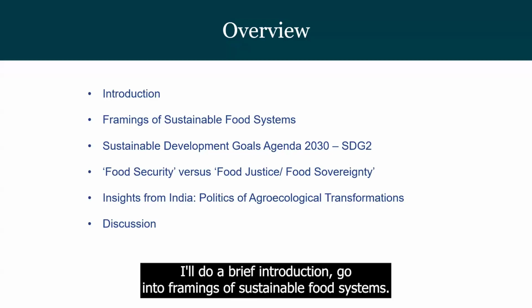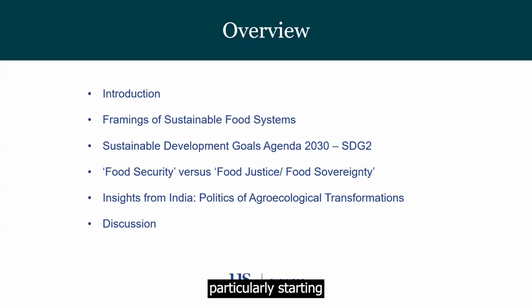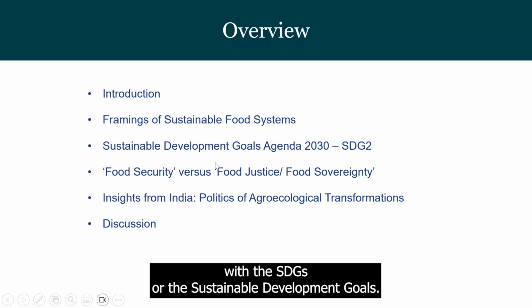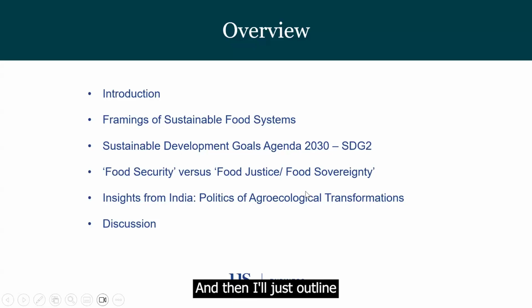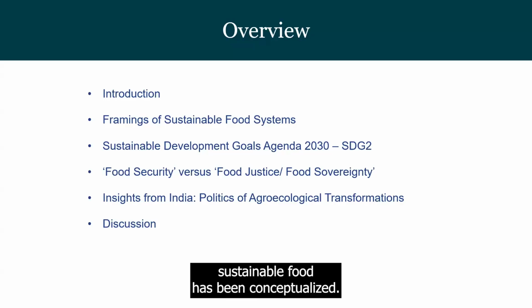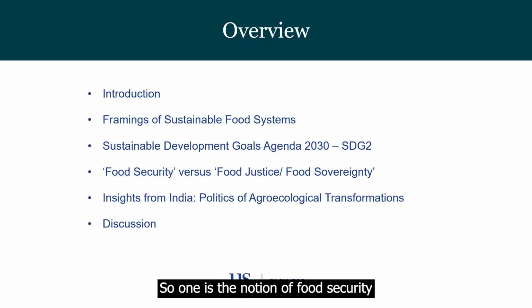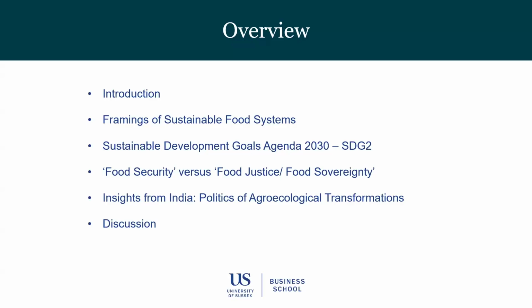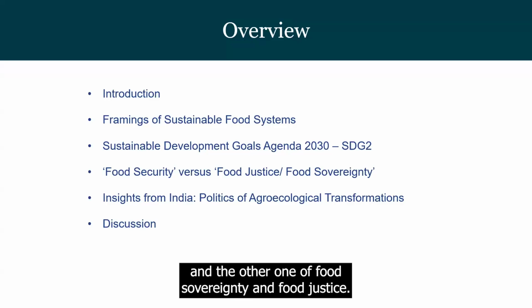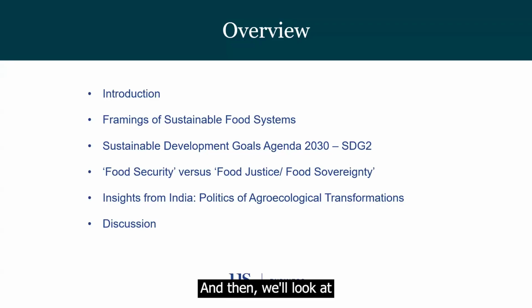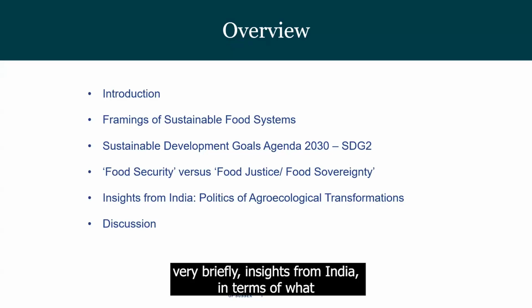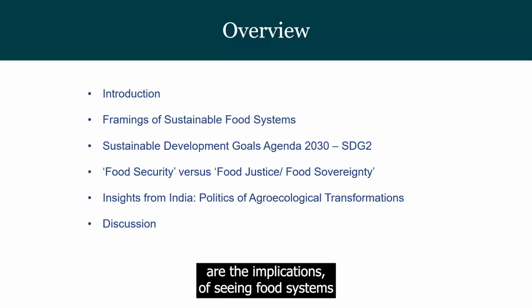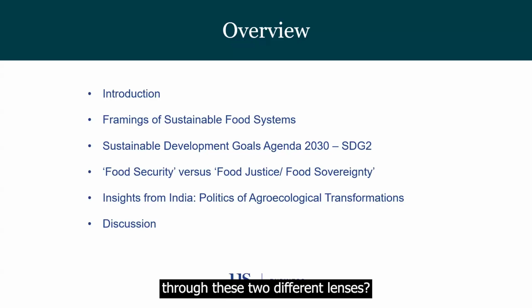I'll do a brief introduction, go into framings of sustainable food systems, particularly starting with the SDGs, or the Sustainable Development Goals. And then I'll outline two different ways in which sustainable food has been conceptualized. One is the notion of food security, and the other is food sovereignty and food justice. And then we'll look, very briefly, at insights from India in terms of the implications of seeing food systems through these two different lenses.